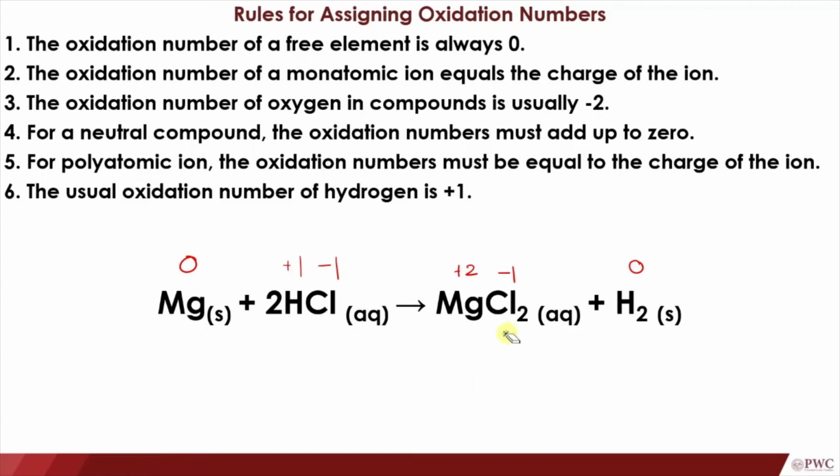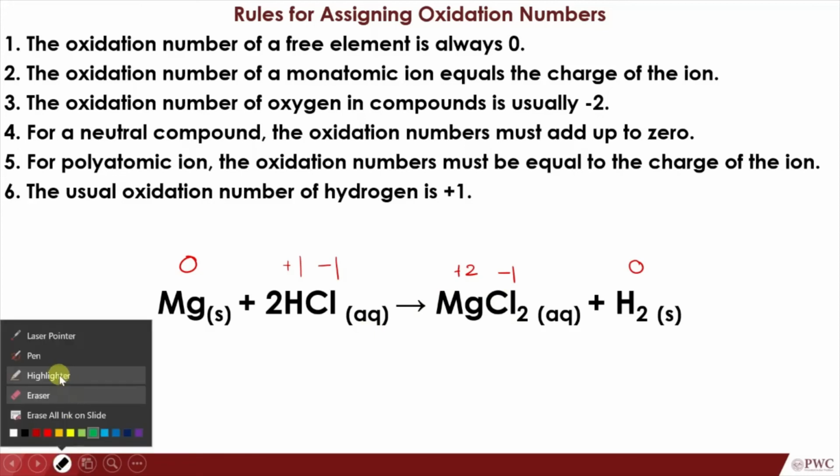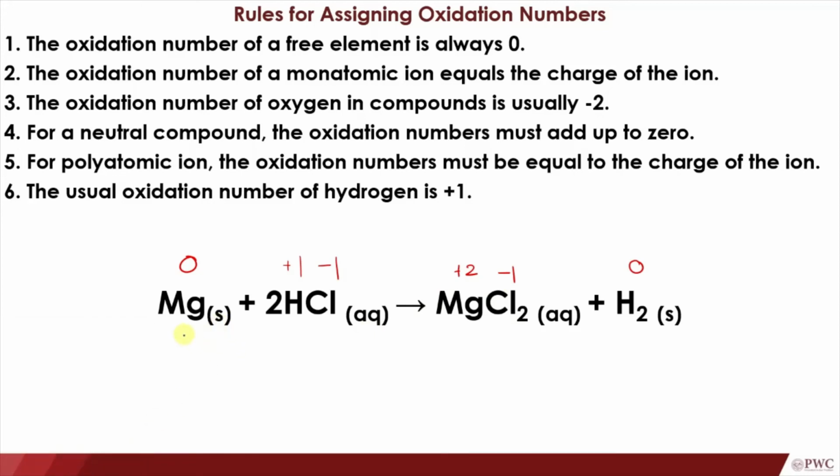Let's now look for the gain and the loss of electrons. Let's look at the Mg, or magnesium, that is from 0 to positive 2. This has an increase in oxidation number. Increase in oxidation number is oxidation, right? So here there is a loss of electrons because from 0 it becomes positive. So we say here that Mg has been oxidized.